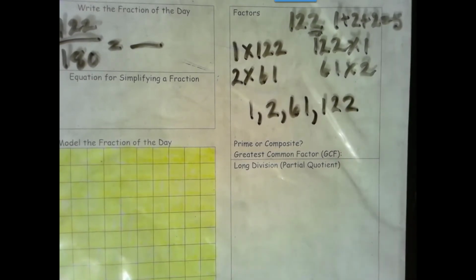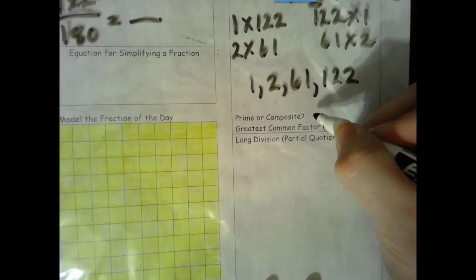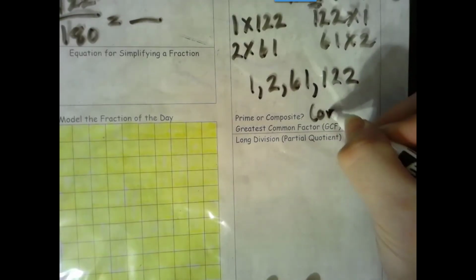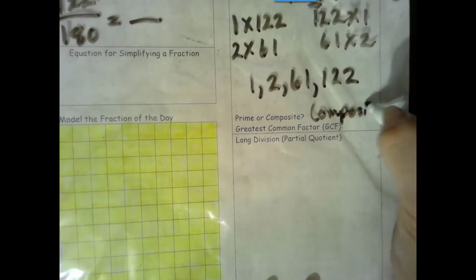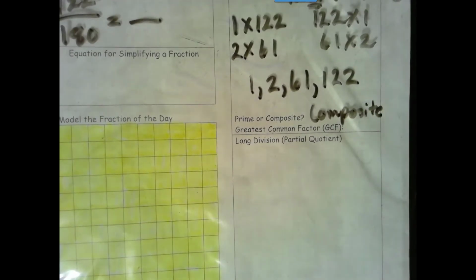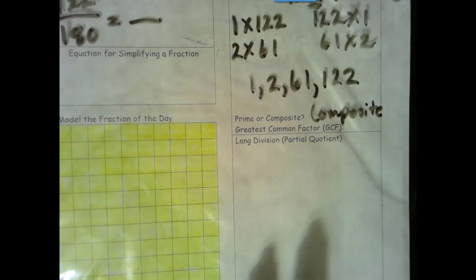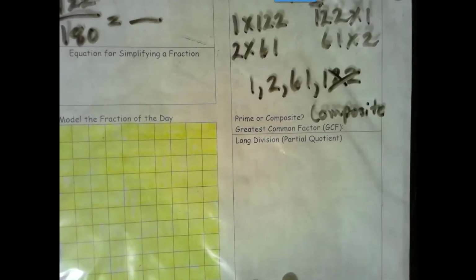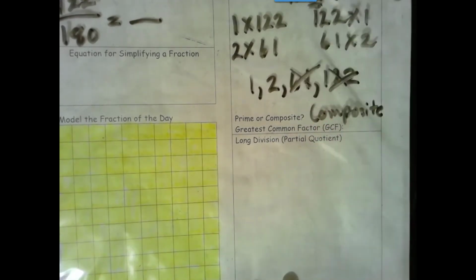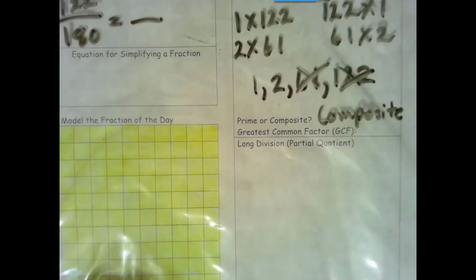So we list our factors from least to greatest. We have 4. 4 is more than 2 factors, so it is composite. Now we need to find our greatest common factor. Well, we only have 58 school days, so I can't make a group of 122 out of the unshaded or 61. So we try 2.